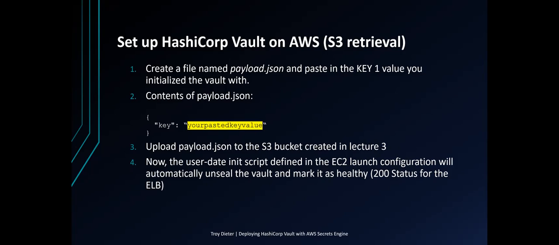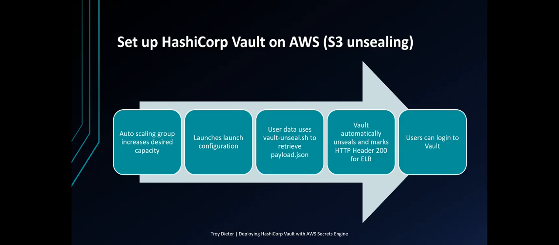Now use the user data init script defined in the EC2 launch configuration, which will automatically unseal the vault and mark it as healthy, which is the 200 status code for the ELB. Essentially, the process goes: the autoscaling group increases desired capacity, launches the launch configuration you created in Lecture 3, user data uses vault-unseal.sh to retrieve payload.json, which is using the attached EC2 role so it can retrieve from the S3 bucket. The vault automatically unseals and marks the HTTP header 200 for ELB. Users can now log into the vault or use API pull requests.